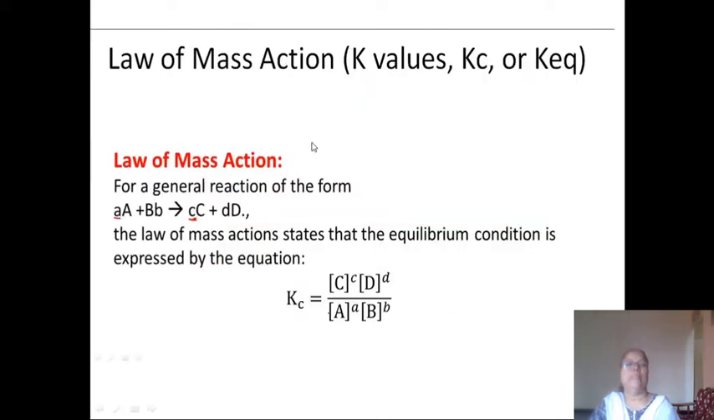Okay, then here we can write, for the homogeneous reaction involved in a liquid state, we represent the equilibrium constant as Kc, and it is equal to, for this general reaction, okay, A and B are the reactants, C and D are the products here.